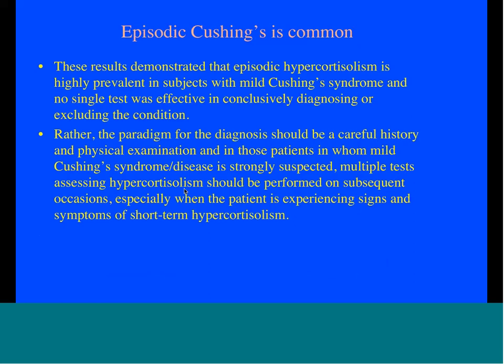Rather, the paradigm for diagnosis should be a careful history and physical, and in those patients in whom Cushing's syndrome or disease is suspected, multiple tests assessing hypercortisolism should be performed on subsequent occasions, especially when the patient has experienced signs and symptoms of short-term hypercortisolism. So the question is, how do you determine whether the patient is in a hypercortisolemic phase?